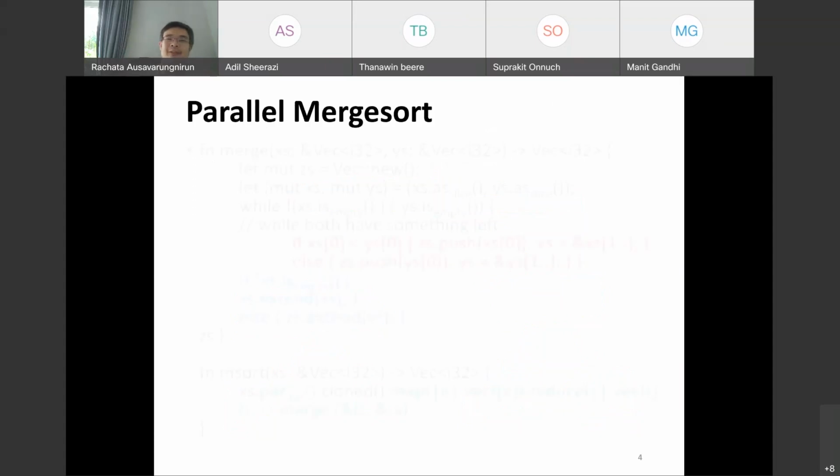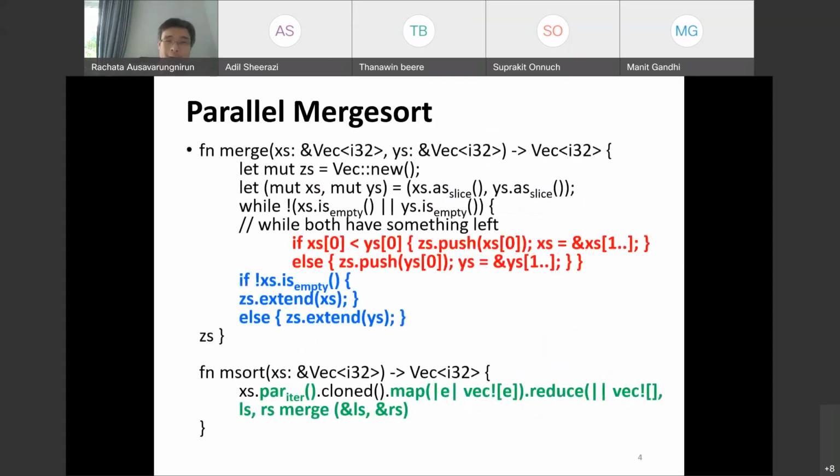So let's implement it, right? Here's the code. We're going to go through it line by line. What is our input? Our input is xs and ys, right? What is the function? Anyone want to take a guess what this function does? The function is called merge. Just take a guess from the name. Don't think too hard. What is the function supposed to do?